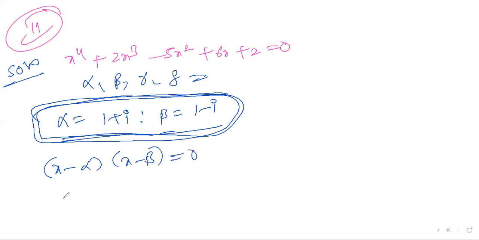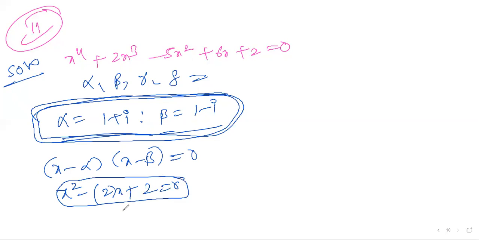Yes. Okay. Second order equation means x square minus (alpha plus beta) x, which is 2x, plus alpha into beta. What is alpha into beta? 1 square plus 1 is 2, equal to 0. Am I clear? This is the second order equation. Clear, right? Yes. Okay.